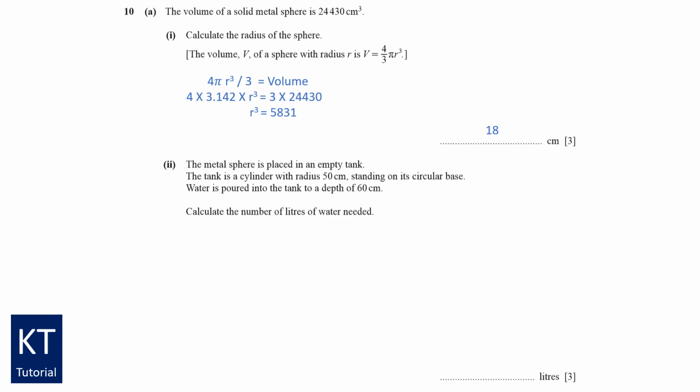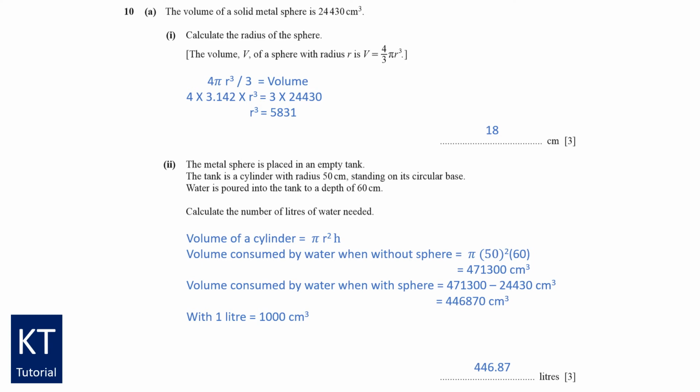Next, the metal sphere is placed in an empty tank. The tank is a cylinder with radius 50 cm standing on its circular base. Water is poured into the tank to a depth of 60 cm. Calculate the number of liters of water needed. Using the formula for the volume of a cylinder, you could calculate the volume consumed by water without a sphere. The required volume is therefore this volume minus that of a sphere. Next, do the appropriate conversion to get to the answer in liters.